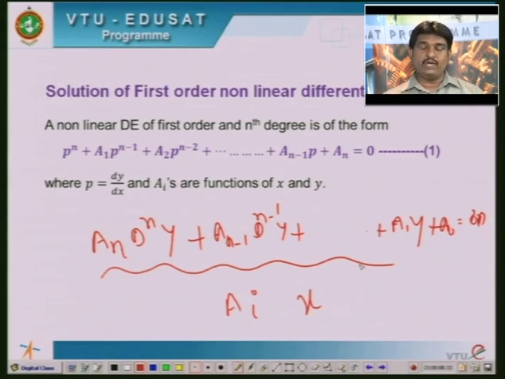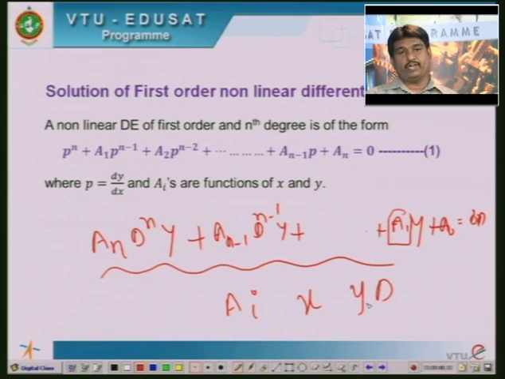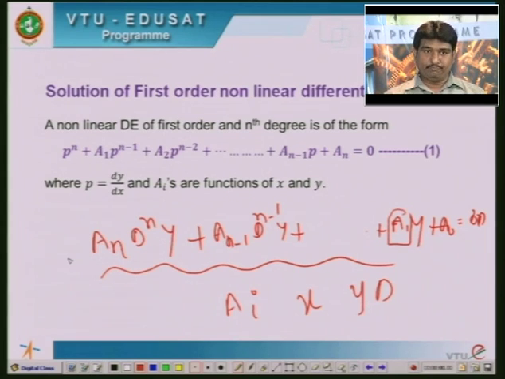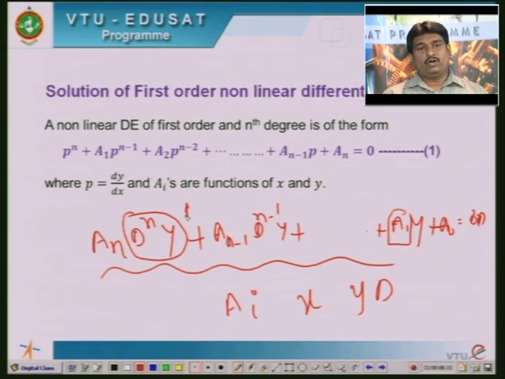If any one ai is a function of y, then you will have y into a derivative term, a product of y into a derivative or y into y square, which makes this equation non-linear. So this is the nth derivative, but the degree is still 1. Even if all ai's are constants or functions of x, this equation still becomes non-linear if the degree is more than 1.